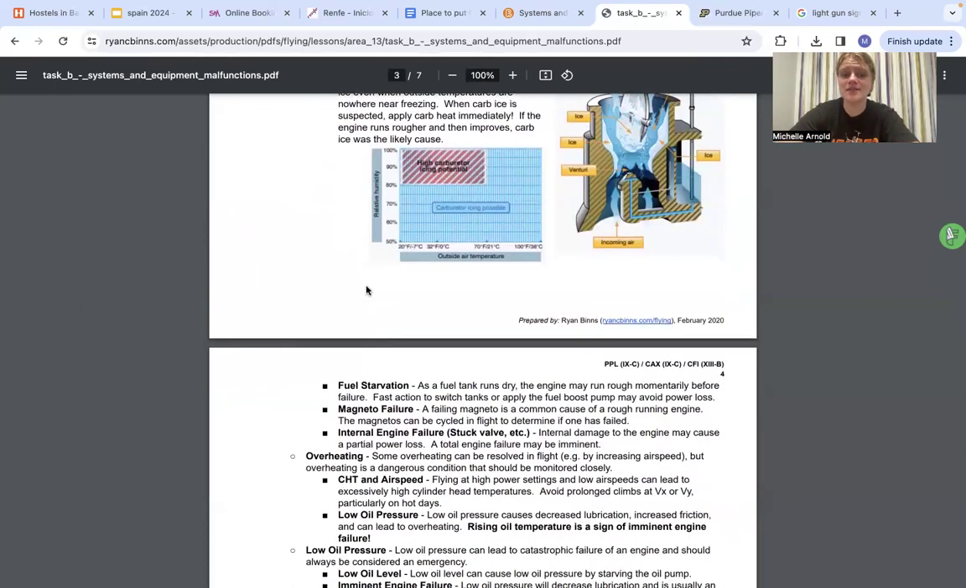Another reason this can happen is fuel starvation. As a fuel tank runs dry, the engine may run rough momentarily before failure. The fast action is to switch tanks or apply the fuel boost pump, which may avoid power loss.